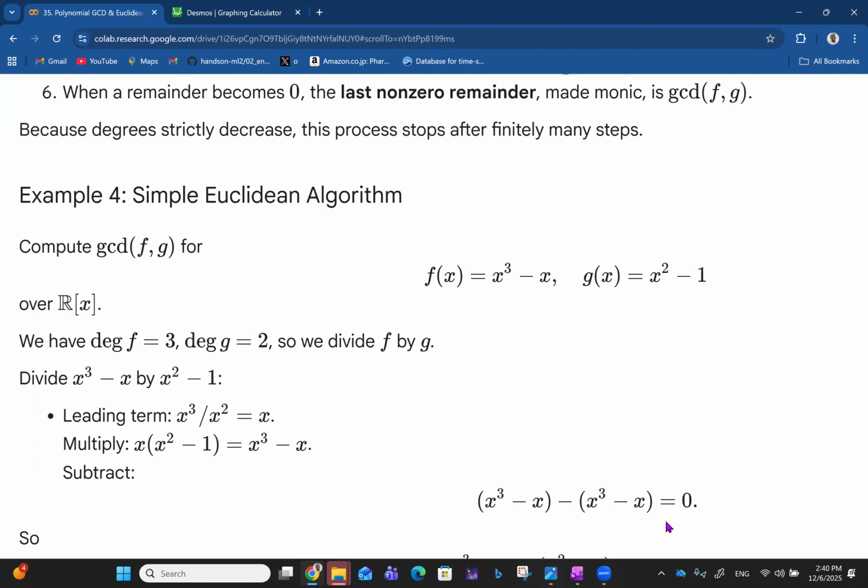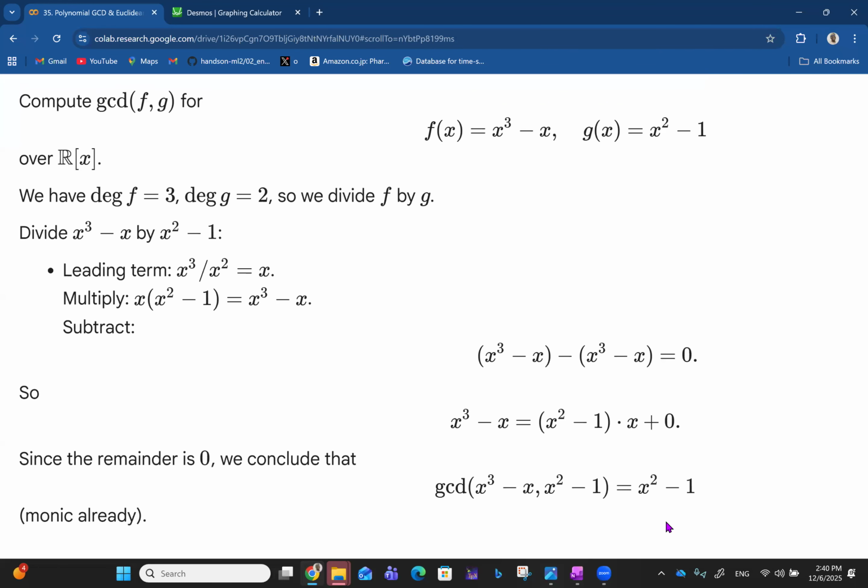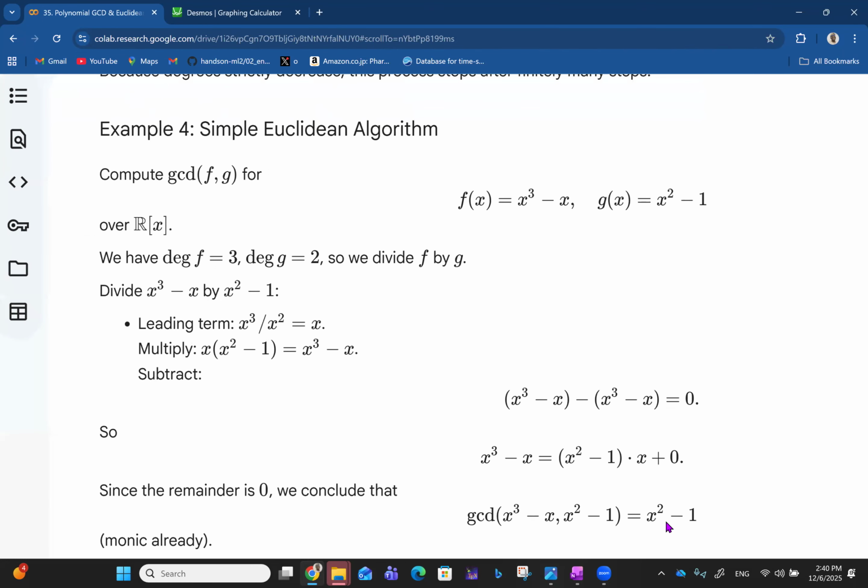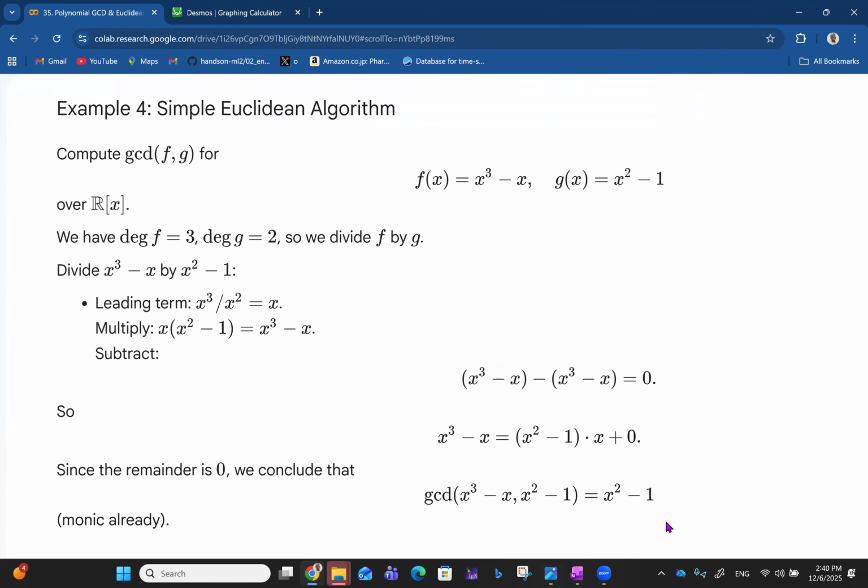So let's demonstrate that with the problem we solved just before we got here. The simple Euclidean algorithm computes the GCD of f and g, for f of x equals x cubed minus 1 and g of x equals x squared minus 1. Now, these are factorizable, so we can easily factor them out, but using the Euclidean algorithm, let's see how it goes.